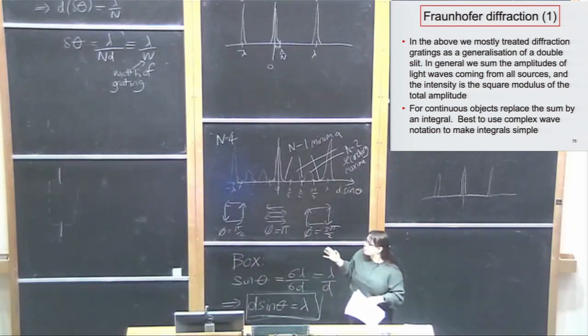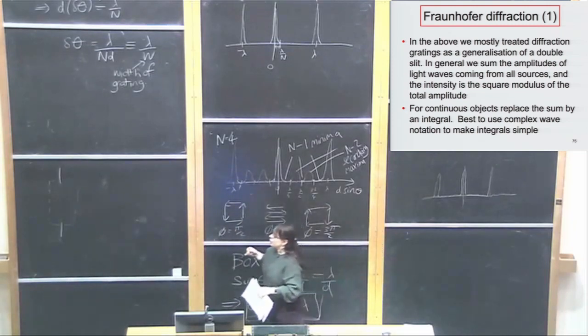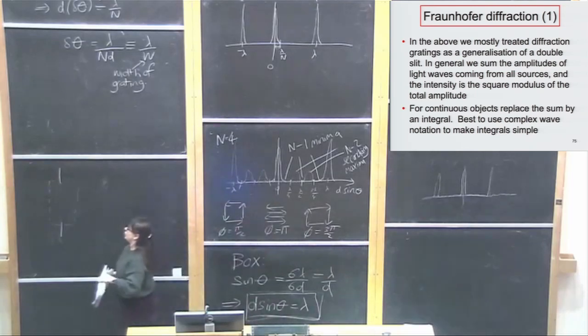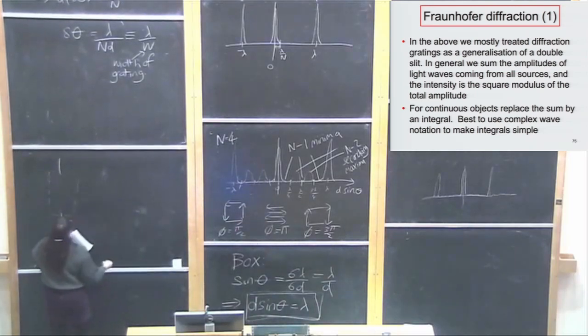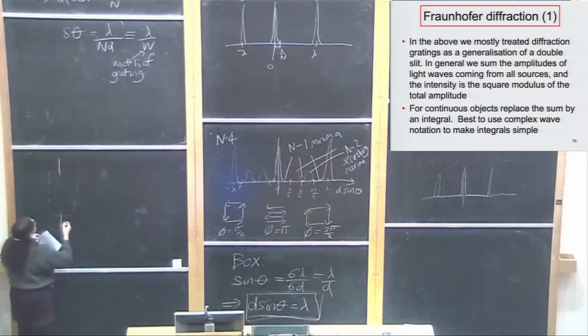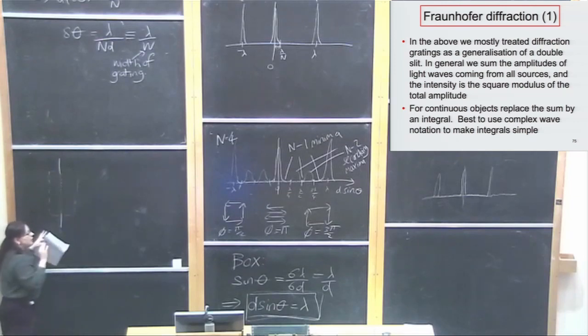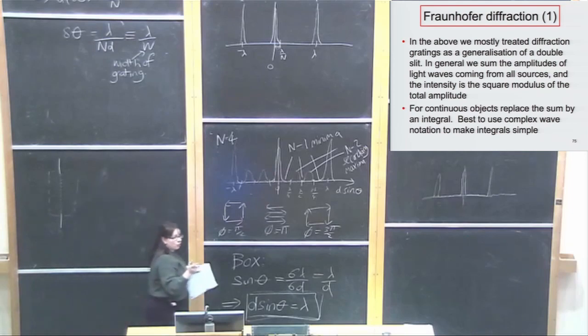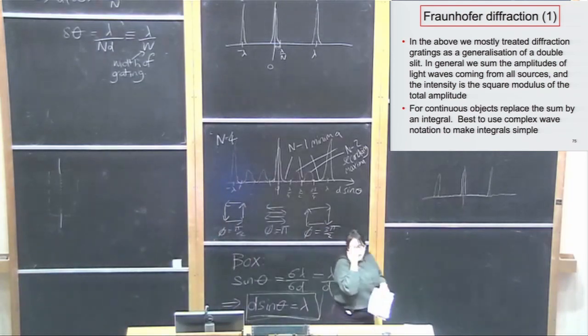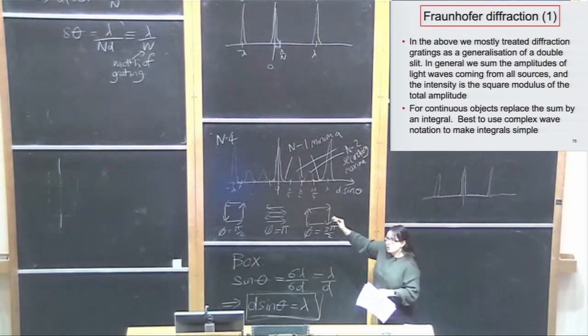We want a general way to be able to treat some general aperture. So what we should do in general is treat every point in here. There's supposed to be an infinite number of dots that I'm drawing here, but clearly I can't do that. So we treat every point in this aperture as an infinitesimal source of light in its own right, and we define its complex amplitude.